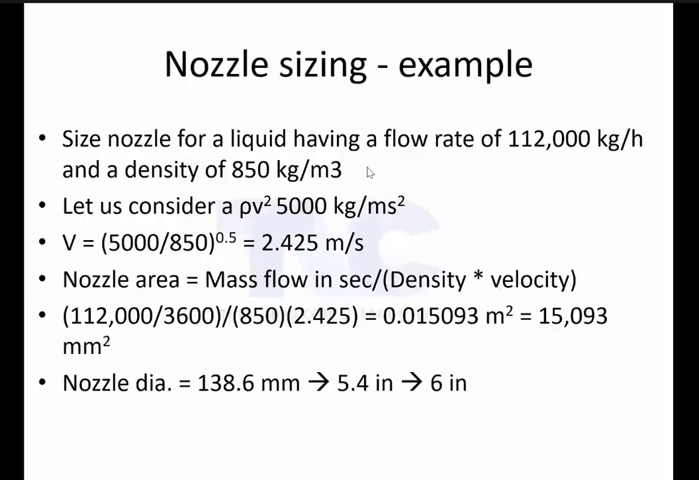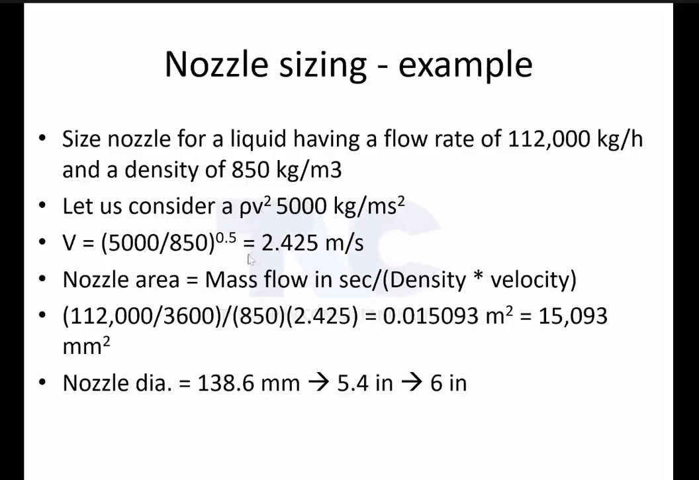So again, I want to do this example, but the time is limited. We have to see a lot of questions. There will be some discussion also. So I'm going to go fast. Since it is a liquid, you assume the rho v squared to be around 5,000, maximum 6,000. Don't go more than that.